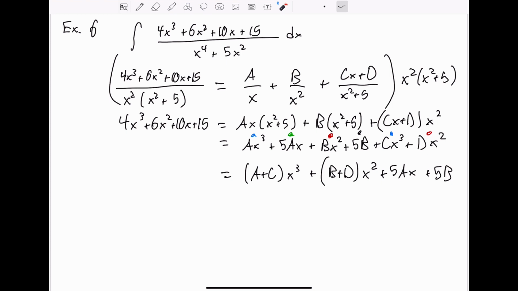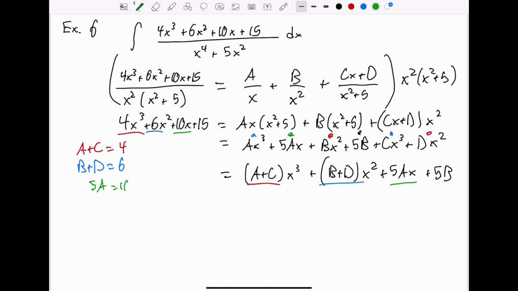So we're going to get 4 different equations with all these constants, and then we'll solve for a, b, c, and d. The x cubed coefficients have to be equal. So a plus c must equal 4. The x squared coefficients have to be equal. So b plus d equals 6. Same with the linear factors, 5a equals 10. And last but not least, the constant 5b has to equal 15.